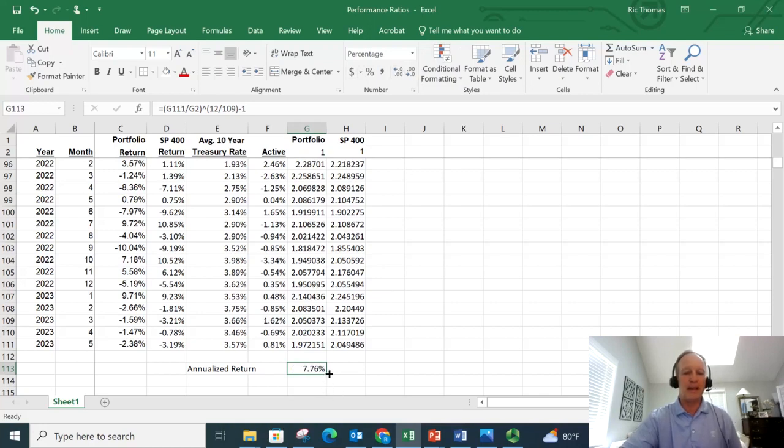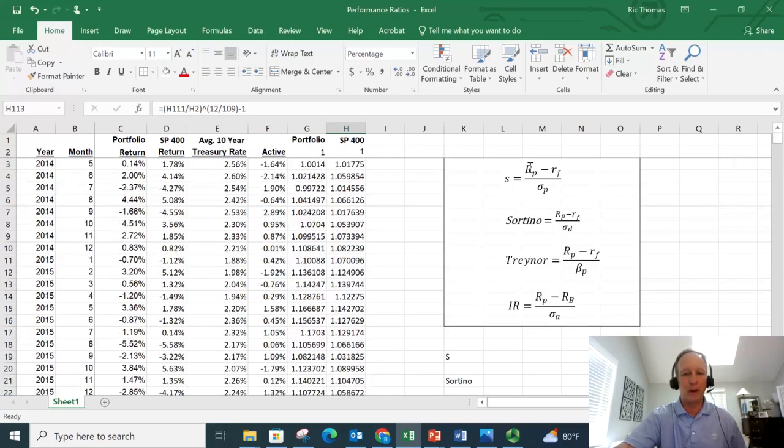So the student portfolio has risen 7.76% annualized since inception. The market, as defined by the S&P 400, has actually done a little better. So unfortunately, the portfolio has slightly underperformed. Not dramatically. The market is up 8.22% since inception. Okay, so now I've already got, going up here, I've already got RP, I've got RB. Okay, so those are important numbers.